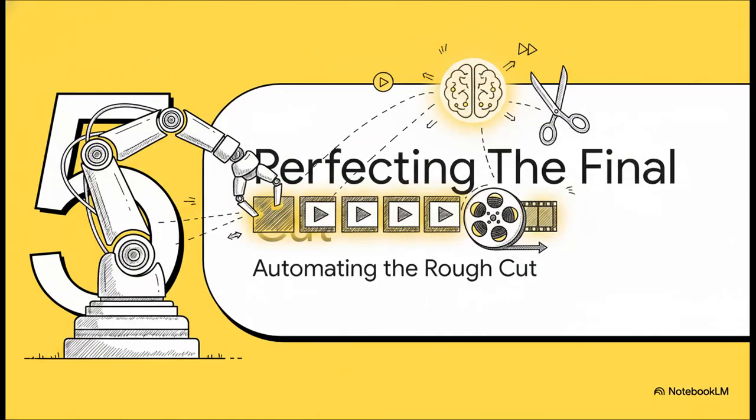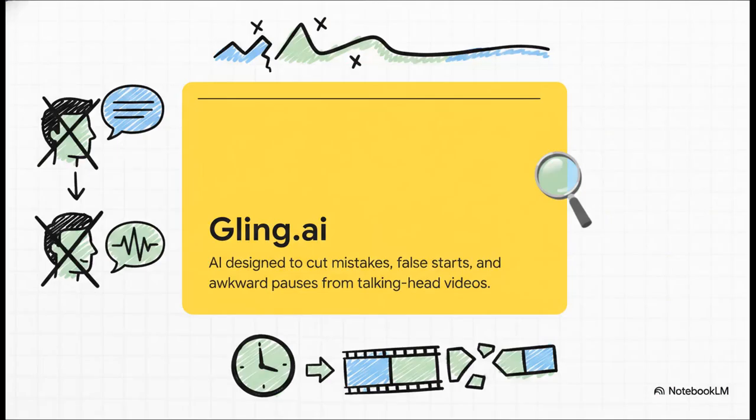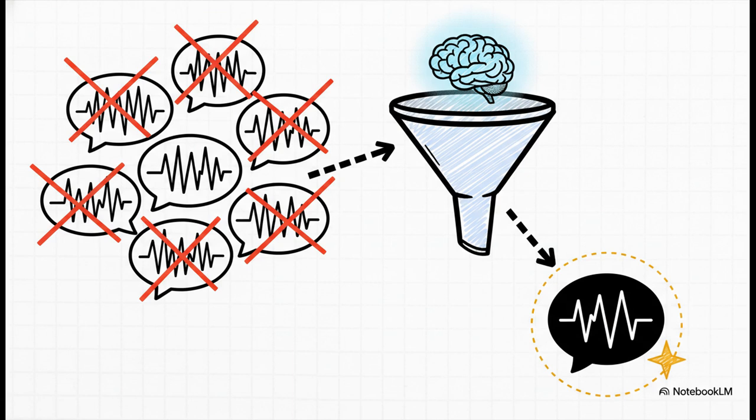And now for our final tool. And honestly, this one might be the most impressive of the whole bunch. This AI tackles what is, for my money, the single most tedious part of editing, getting that first rough cut done. Everybody, meet Kling.ai. This thing is pure magic for anyone who creates talking head videos, vlogs, tutorials, anything like that. You just upload your raw footage and it automatically finds and cuts out every single mistake, every false start, and every long awkward silence.